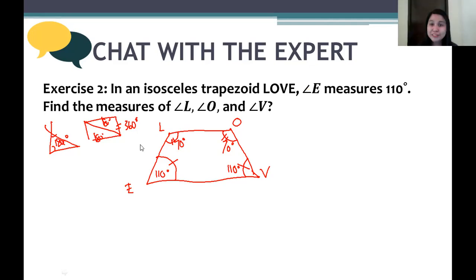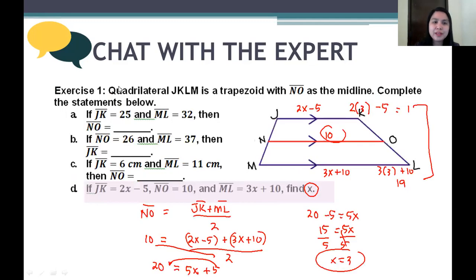I think the first theorem. Oh, very good. Very good, Jared. Base angles of an isosceles trapezoid are congruent. How about, let's go back to our activity a while ago. How about in this activity? What theorem supports your answer? In this activity, what theorem supports your answer?